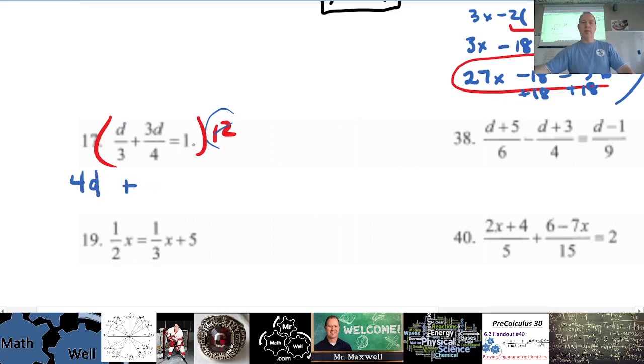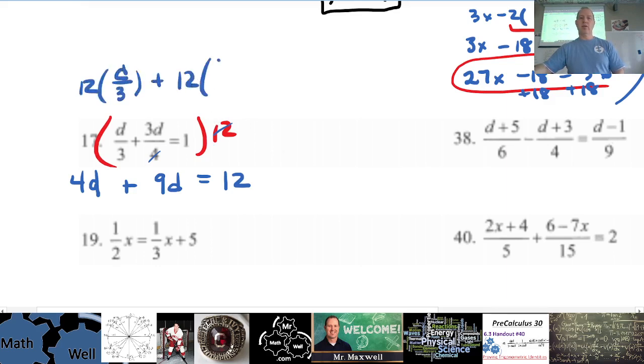Plus 12 divided by 4 is 3. So 3 times 3d is 9d. Okay. Now, 12 times 1 is 12. If you don't understand that, if this is like, I don't get that at all, then do this. Do the 12 times each one. And that's going to make it much easier.